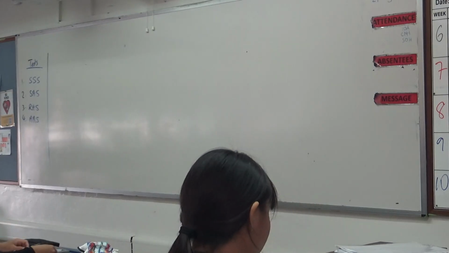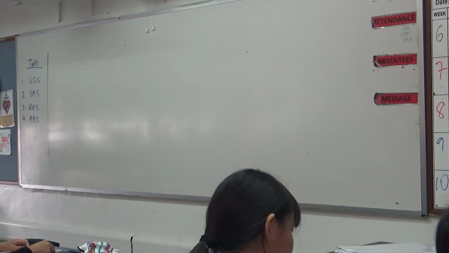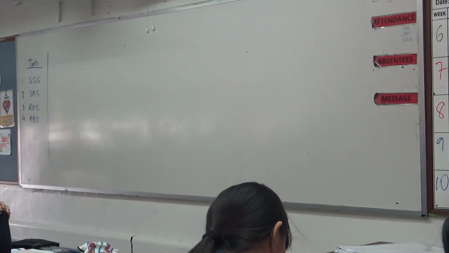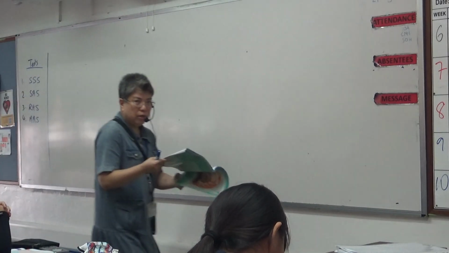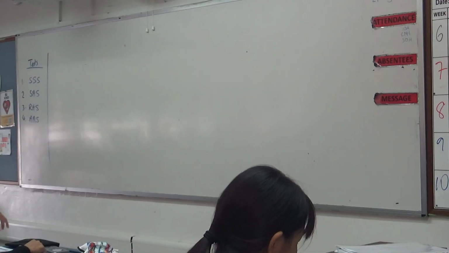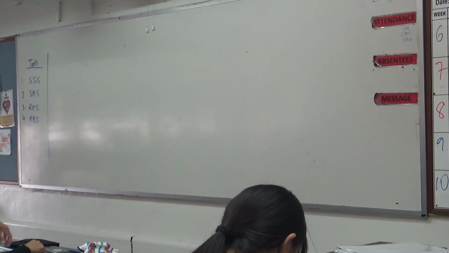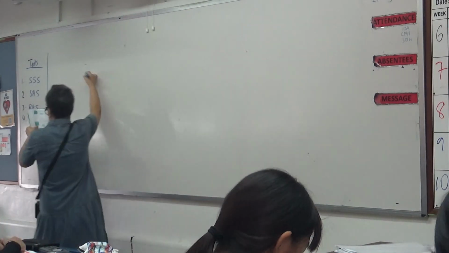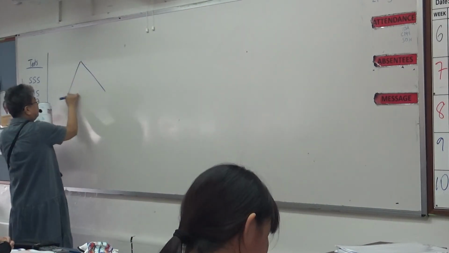SSS congruence test. If the three sides of a triangle are equal to the three corresponding sides of another triangle, then the two triangles are congruent. Okay? Now, no point doing the test, but we cannot write the proof out. Understand? So I'm going to show you how we write the proof out. Can all of you look at example 7? I'm going to draw this on the board.